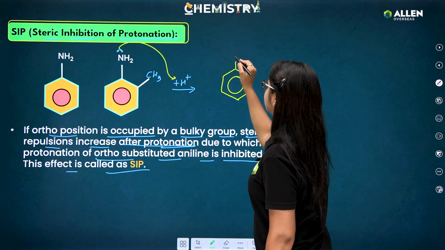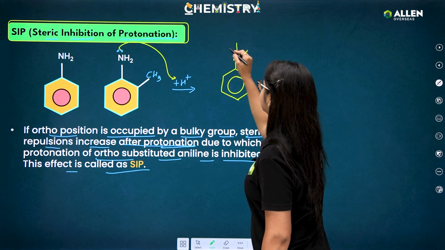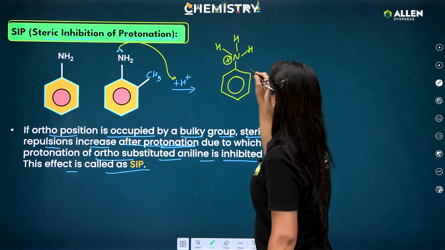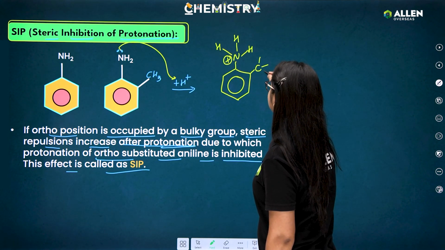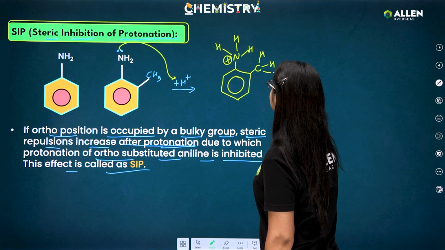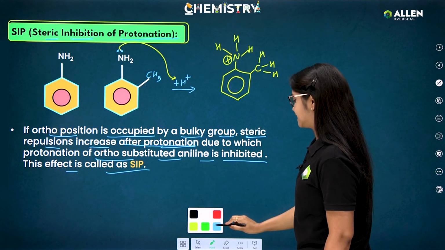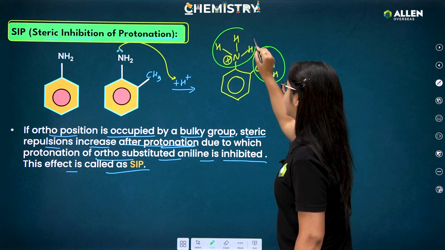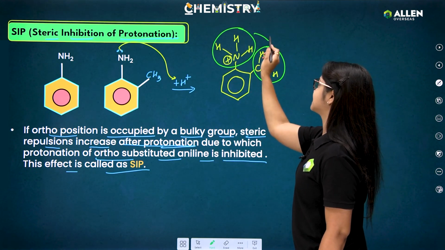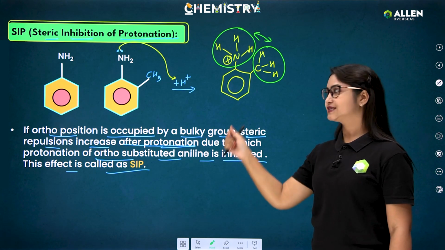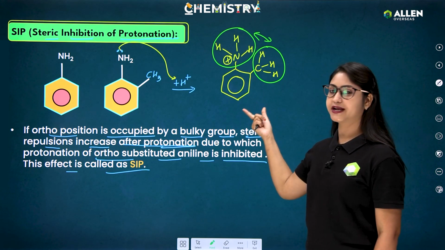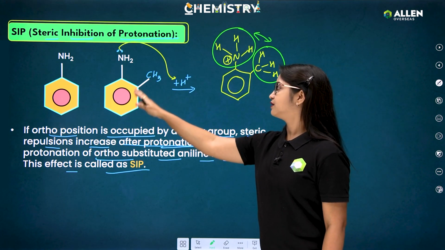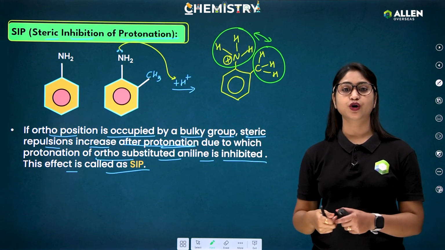Okay, so this will be NH3 positive, and here you have methyl, that is also tetrahedral. Okay, so you can see now there will be steric repulsion between this methyl and this protonated group. Due to these steric repulsions, this structure, this conjugate acid, is now less stable. So that's why this forward reaction will not be preferred.